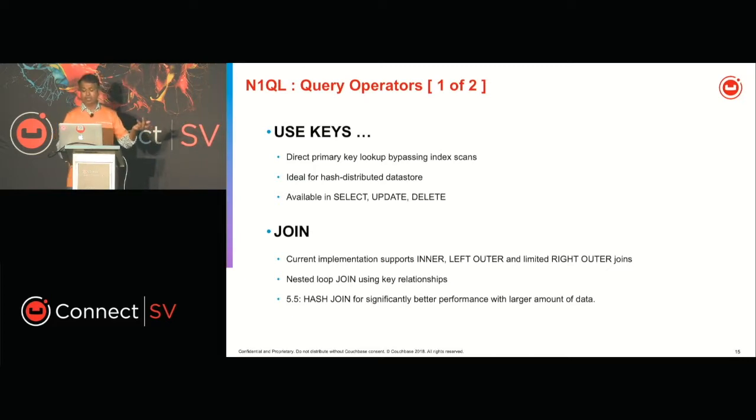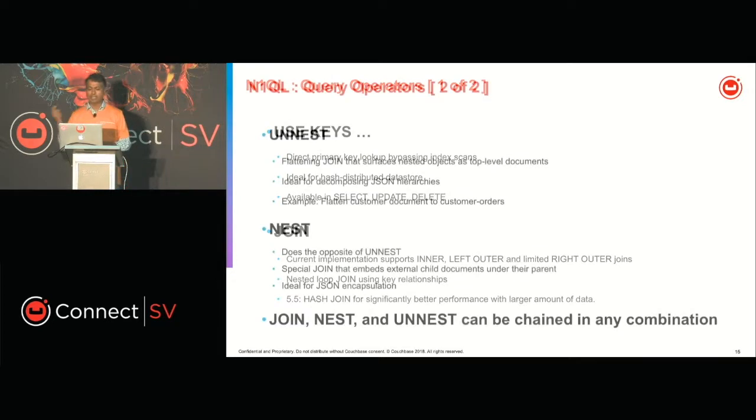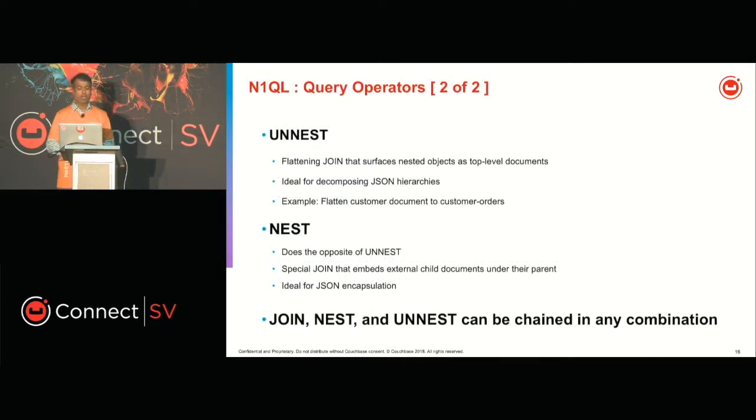So we have the inner join, left outer join, right outer join, as I mentioned before. By default, we use nested loop joins, and in 5.5, we also have hash joins, which you have to specify in your statement as a directive. When you are processing large amounts of data within your query, hash joins are preferred. I'll talk about that a little bit more when I talk about the 5.5 features.